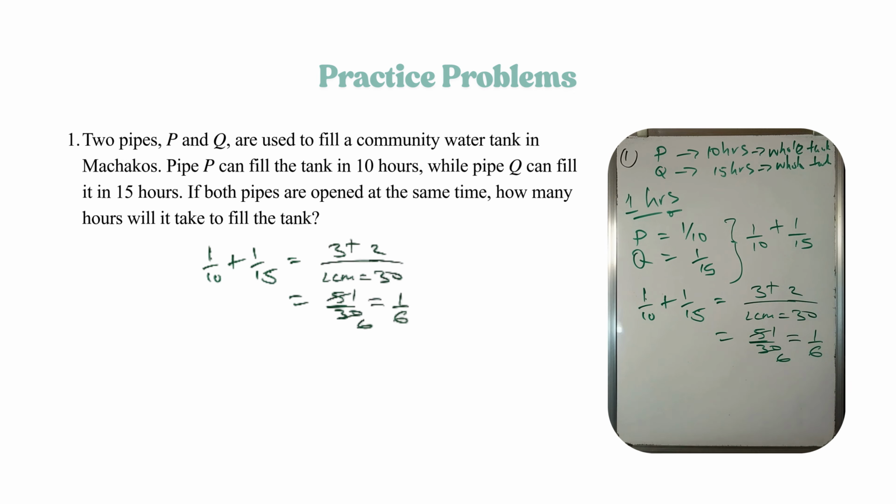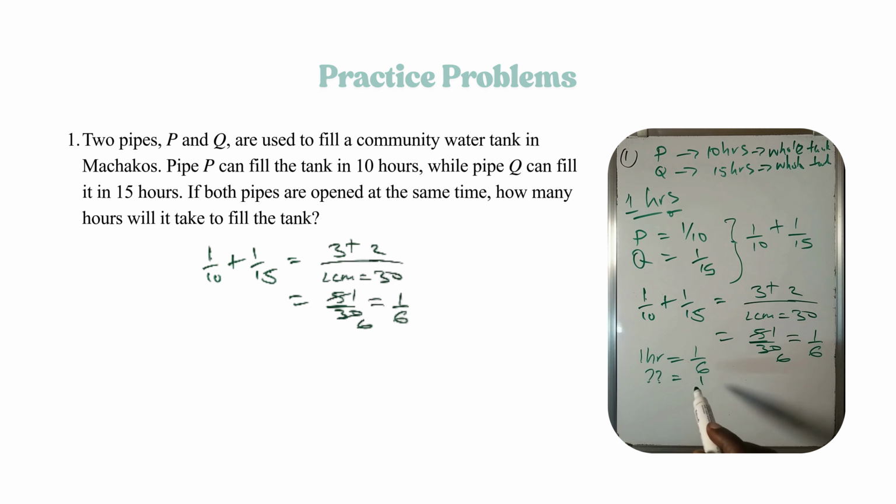So in 1 hour, they will fill 1 over 6 of the tank. So let's say that in 1 hour, it will fill 1 over 6 of the tank. Then we want to know the time that they will take to fill the whole tank. That is 1. 1 represents the whole tank.